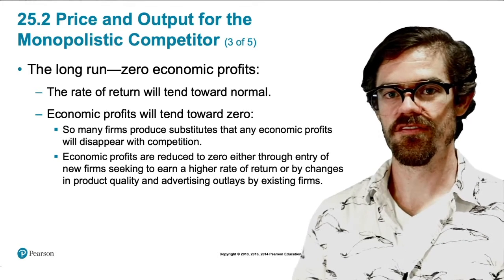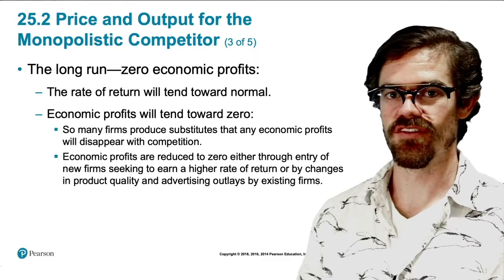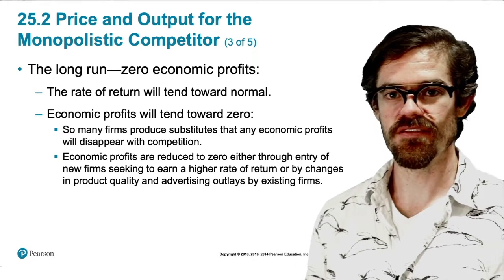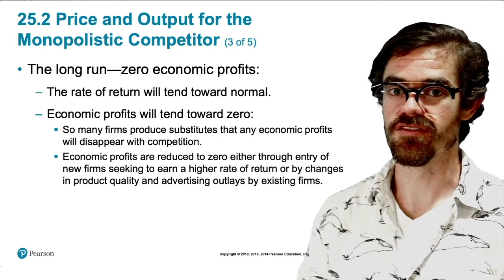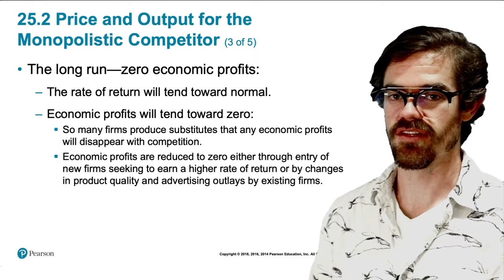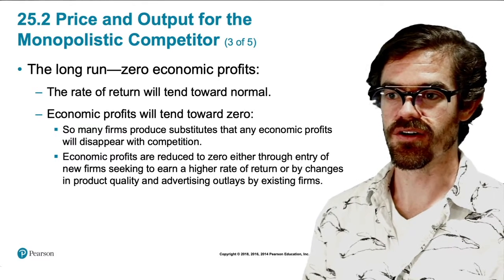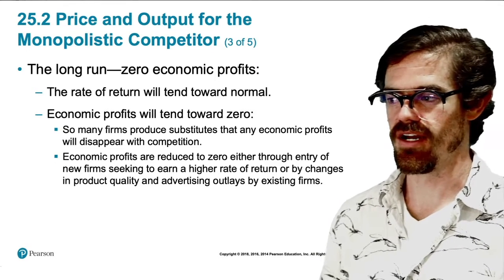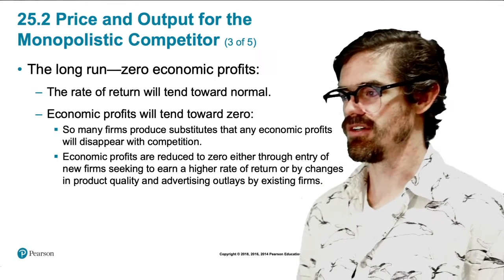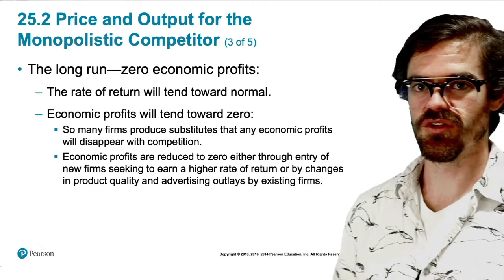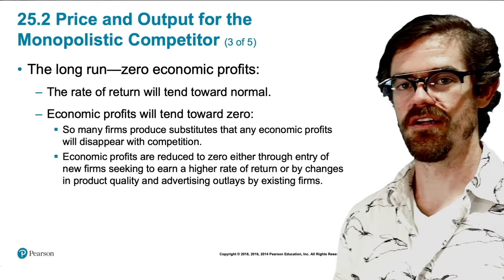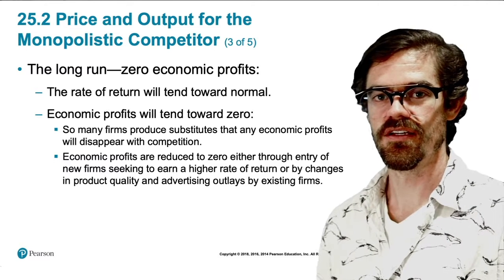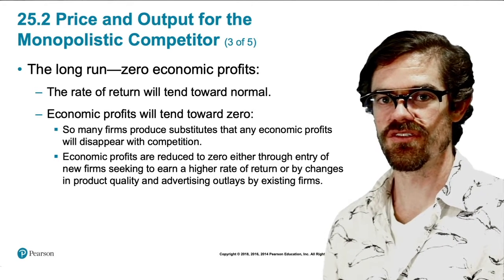And then the opposite is true if firms in the industry are losing money. Over the long run, firms that are losing money will exit very easily because there's a low cost of exit. And as they exit, that increases the demand of their competitors, which brings them out of losing money until there are zero economic losses. So we have a very similar long-run picture here compared to perfect competition, where we also saw that long-run economic profits are zero.